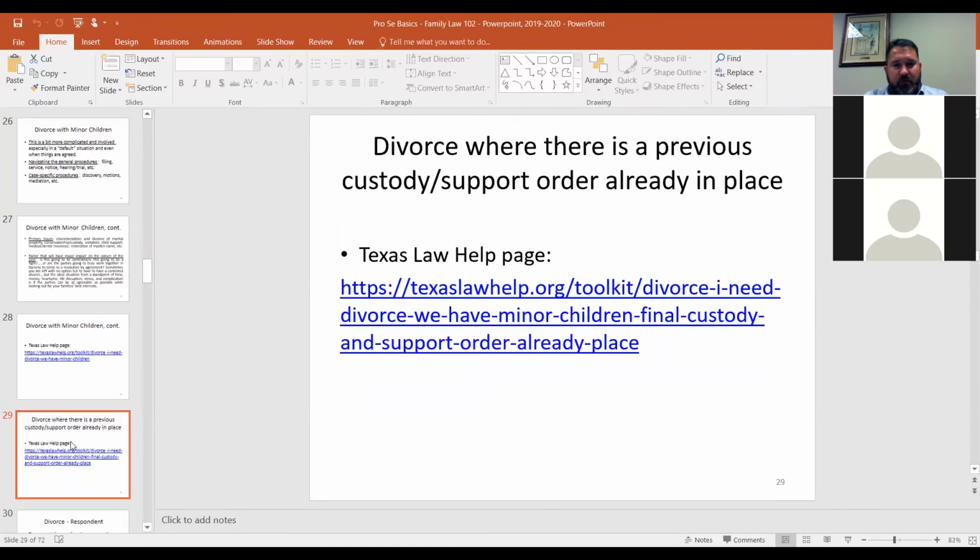So let's kind of move on from divorce. One more thing on divorce. Sometimes people, before they get divorced, they separate, but maybe they don't get divorced for a while. So they do have a court order already in place. They came to the court seeking court orders and such to govern child support and custody. So there is paperwork for that as well.